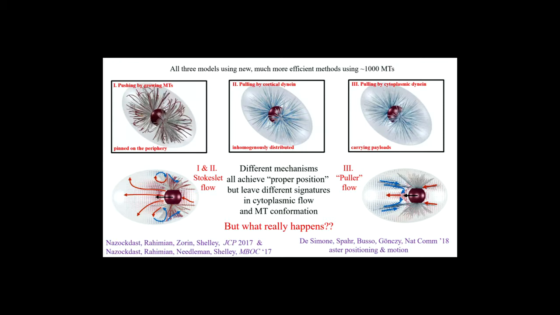But the one way in which they were different is they predicted different flow types in the cell because they corresponded to either having something like a force-free object being moved or something that was under a mean force because it was being pushed or pulled from a boundary. So they predicted different types of flows.